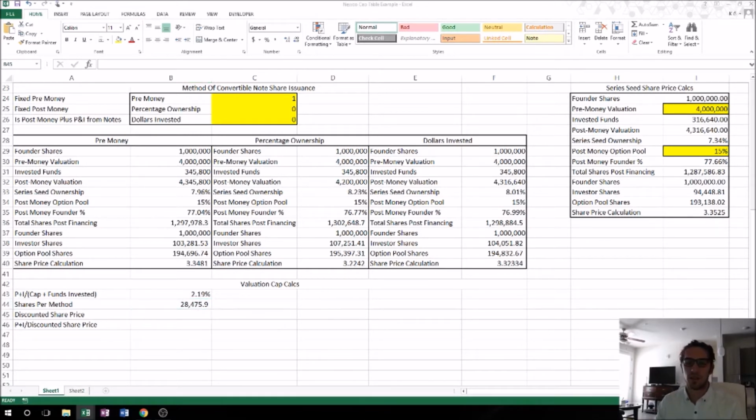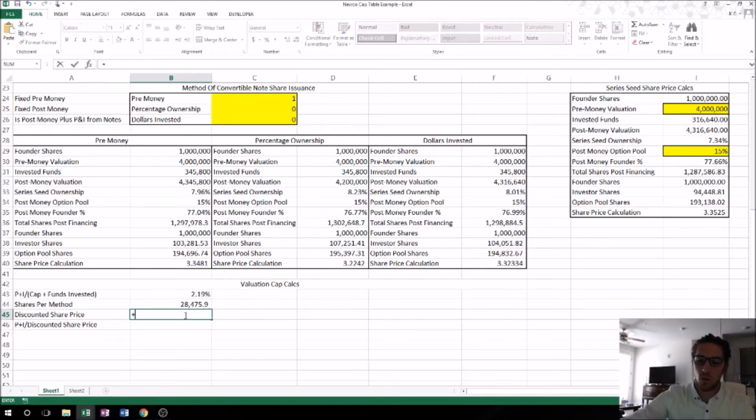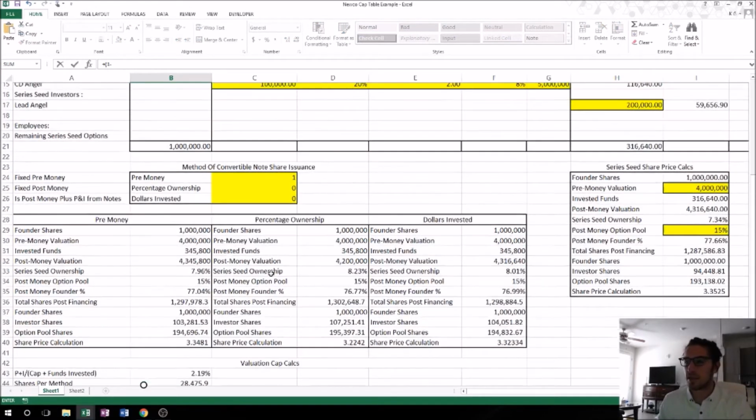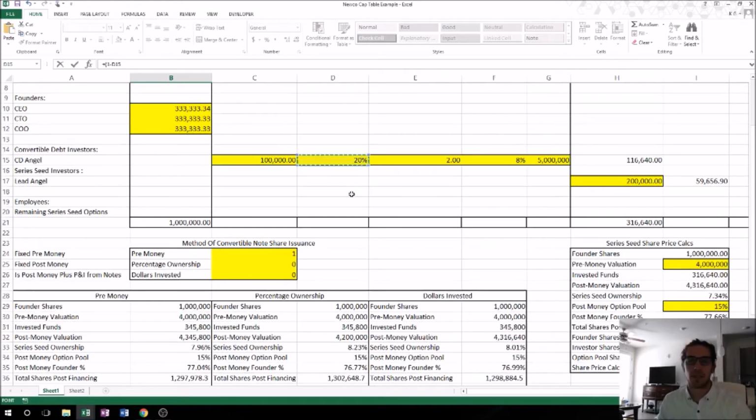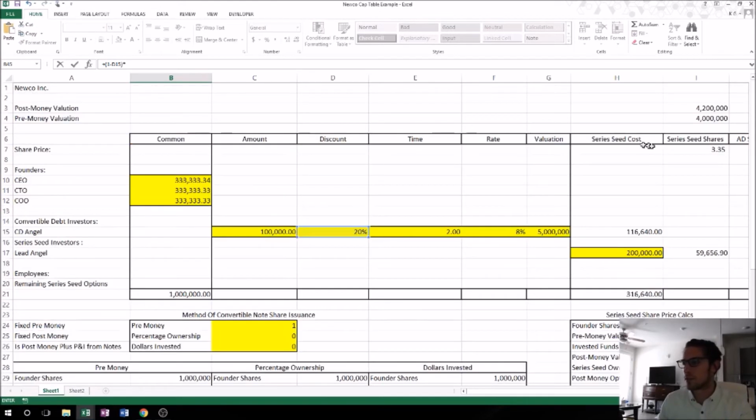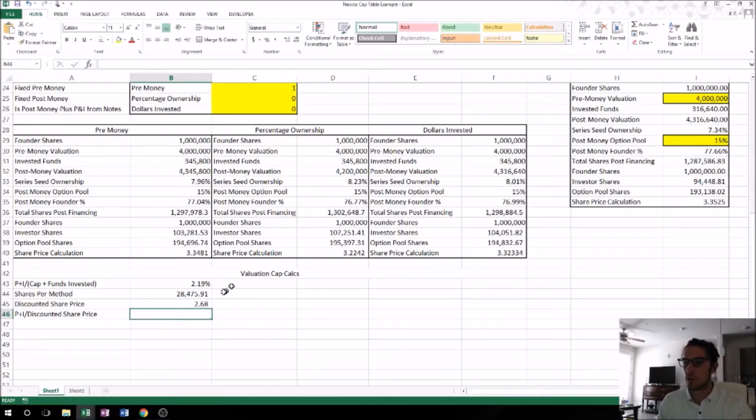So now we need the discounted share price. So the discounted share price is just 1 for 100% minus the discount. So this is the discount that we got as part of the convertible note deal. So that would be 80% in this case, times the share price. So 2.68. In this scenario, I'm going to go ahead and lock those in.